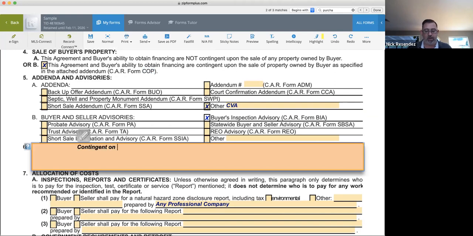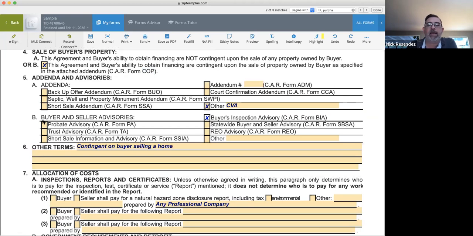Contingent on buyer selling a home. And that's it, right? And yet we have this perfectly wonderful one-page document that spells out all these terms about time frames and what happens if the buyer that's buying their house cancels escrow and how long do they have to get that house in escrow. There's all kinds of stuff on there.